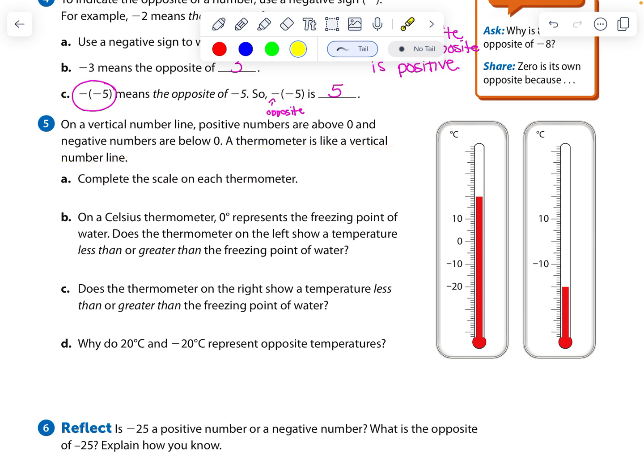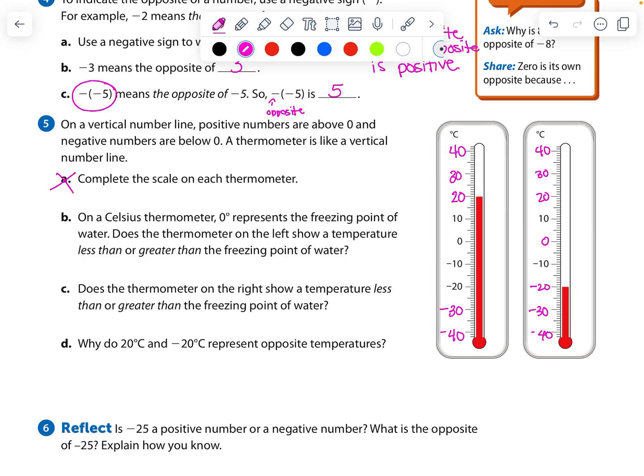Complete the scale on each thermometer. So you have to notice what we're counting by. The big dashes are tens. Sorry, we've got positive 20, positive 30, positive 40. And down here, this is 30 tick marks away from 0, but it's below, so it's a negative 40. The same thing over here, 20, 30, 40. We're going to pull in our 0 here. Negative 10, negative 30, negative 40. All right, then we're going to answer some questions.